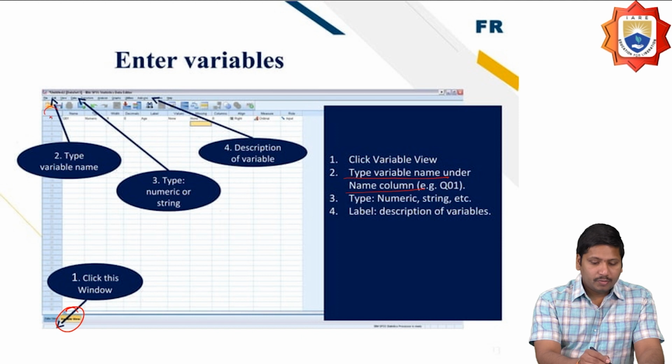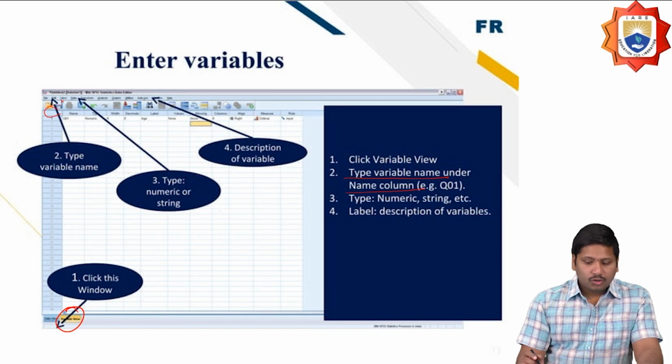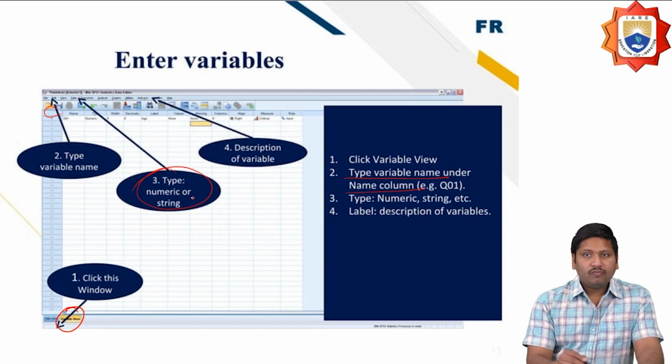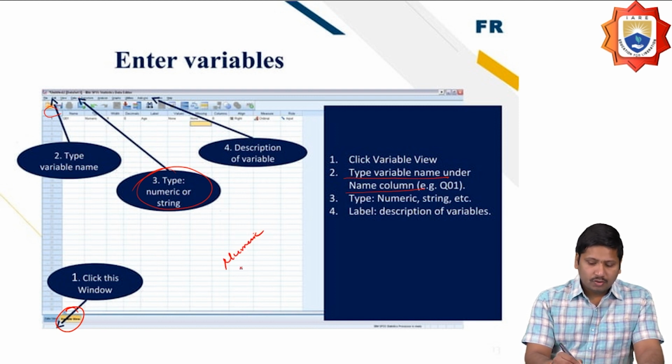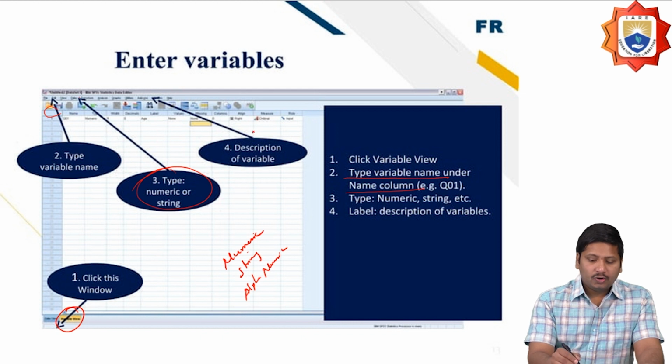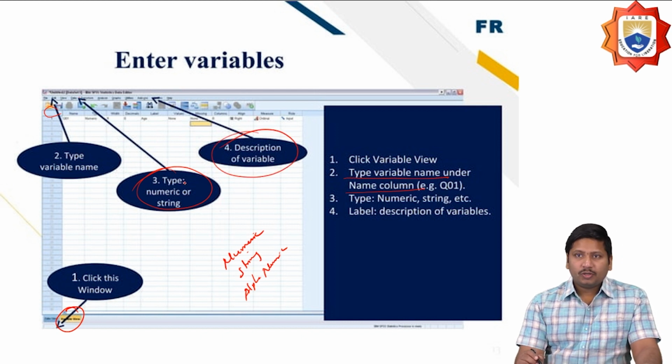So this is the variable name, right? Under this, you have to tap the variable names, and here you are able to select what type of variable it is, whether it may be numeric, or a string, or some other alphanumeric, whatever it is. We have to specify what kind of type that variable is, and then we have to define the description of that variable.